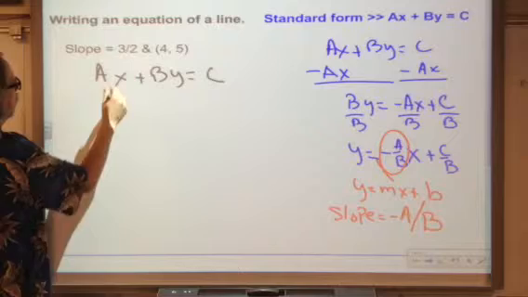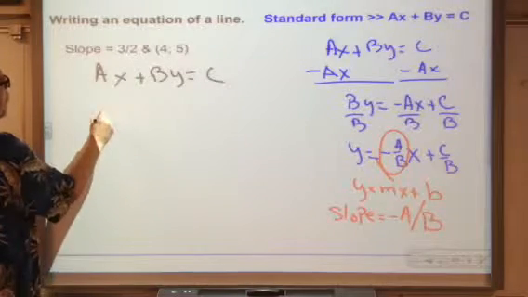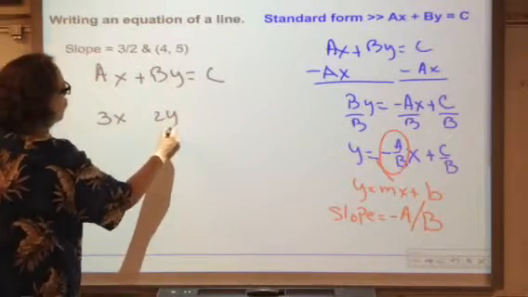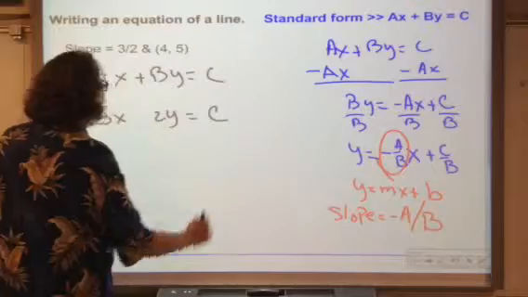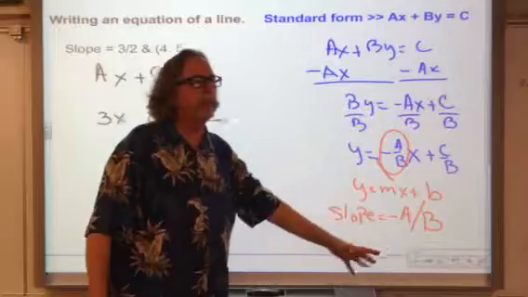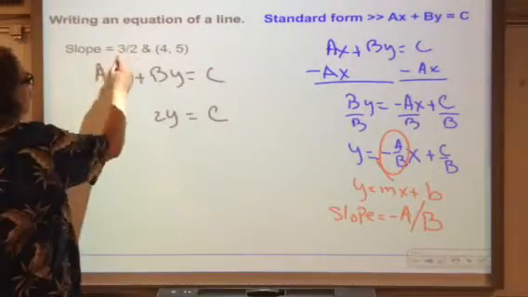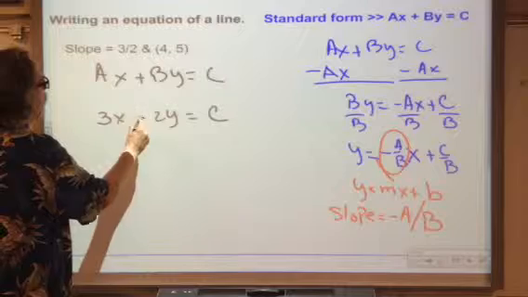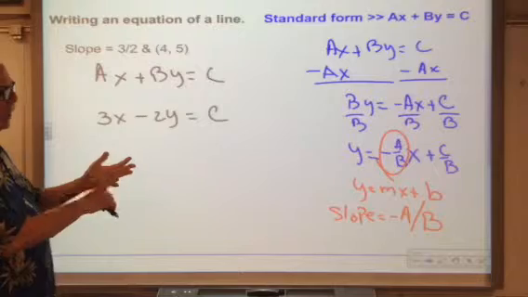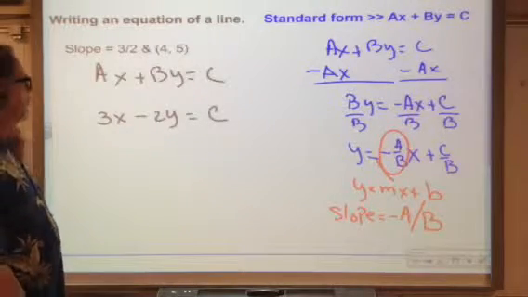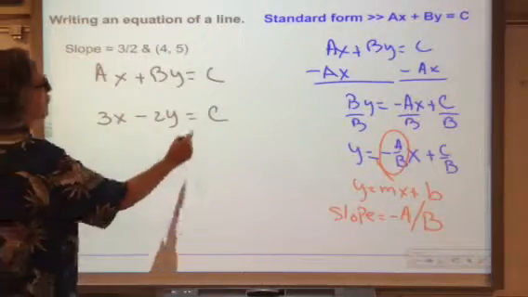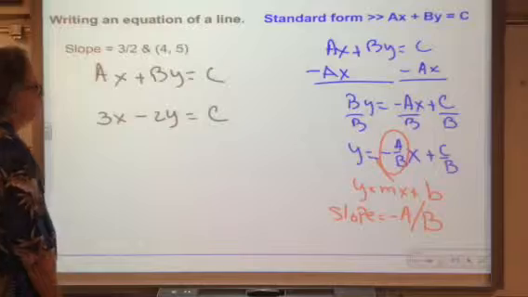So if I plug in this 3/2 for the slope, I'm going to get 3x, 2y equals c. Now, plus or minus in the middle here. Because this slope is the opposite of a over b, if I have a positive slope, I'm going to have a subtraction sign in here. If I had a negative slope, the opposite of the negative, I would need a plus sign in here. So now we have almost done here. We just have to find out what this c value is.